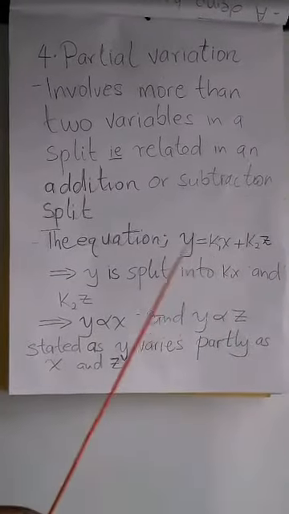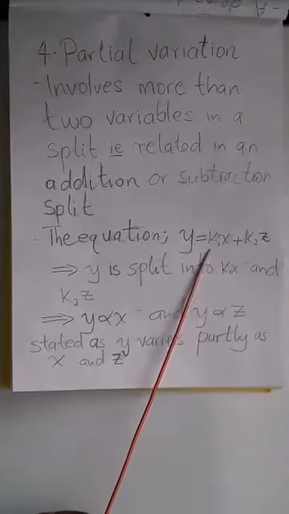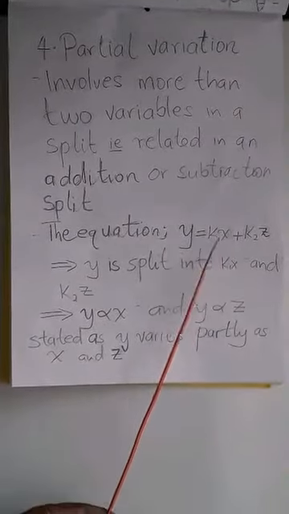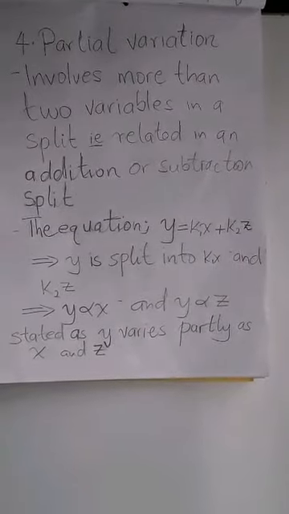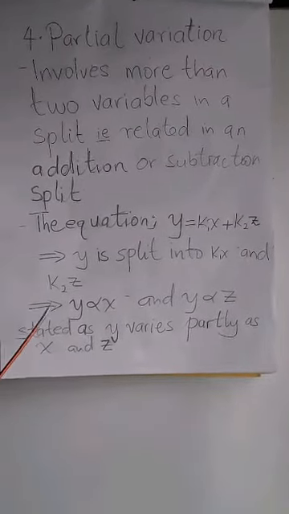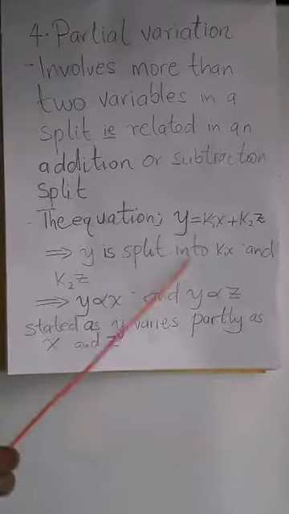So that is a partial because it is partial k1x and another part k2z. So in a question you will find the word partial or part. Alright. That means therefore, if you look at the first part, we can say y is directly proportional to x. If you look at the second part, we can say y is directly proportional to z. So these are now stated as y varies partly as x and z. That is, it is partly x and partly z.